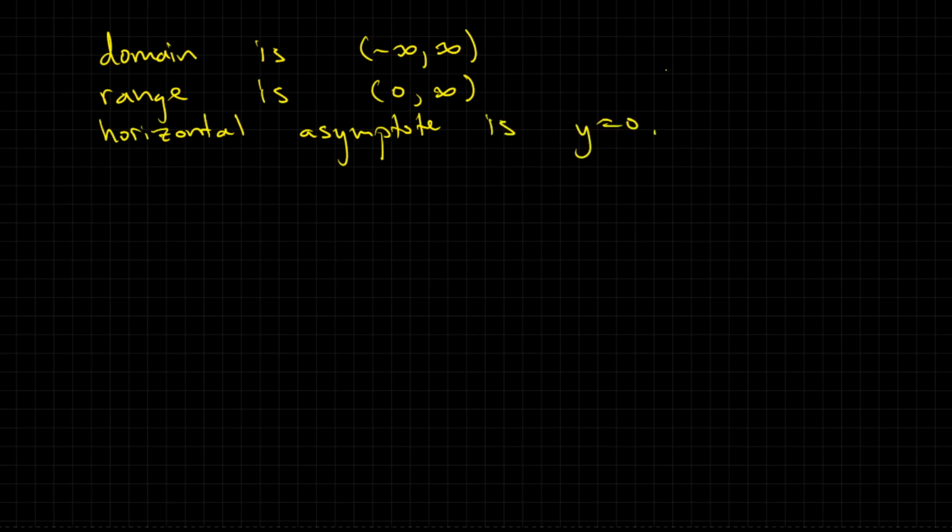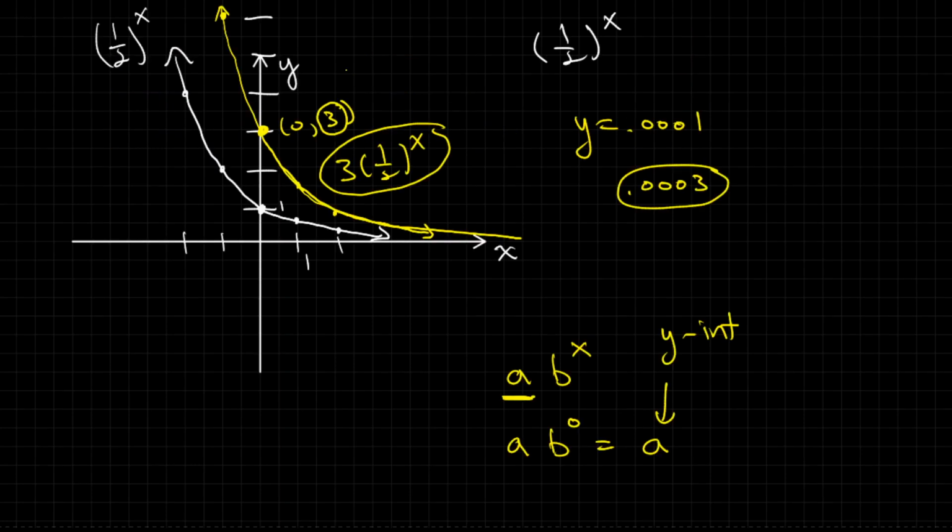So what we see here is if we have a stretch or compression, it's actually not going to change any of the domain, range, or horizontal asymptote. What it will change is the y-intercept here, and of course it's going to change the shape of the graph. It's going to stretch or compress it.